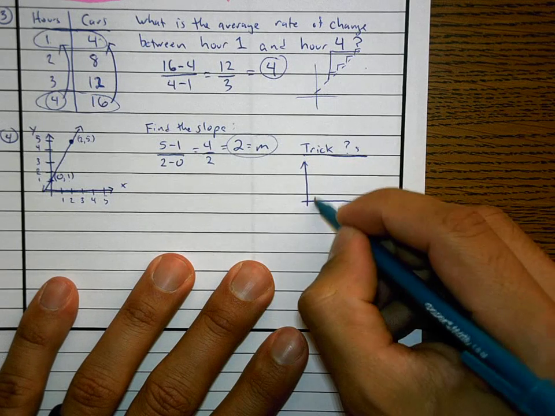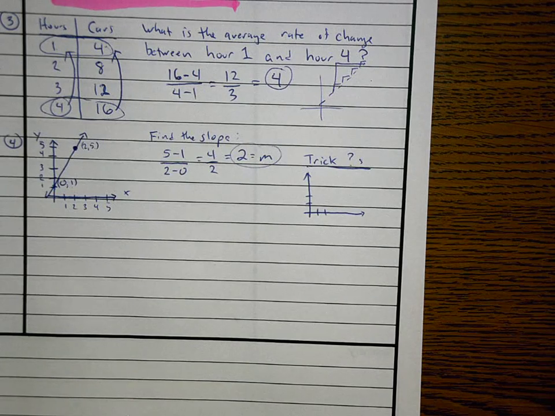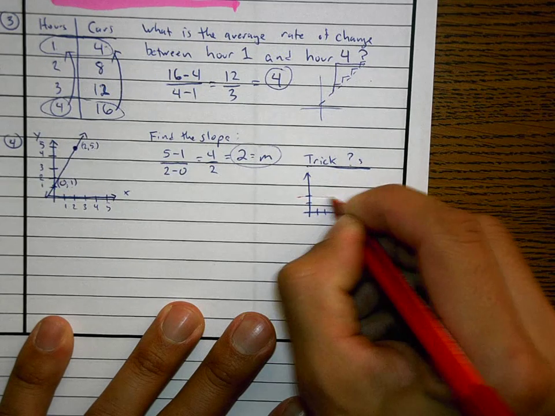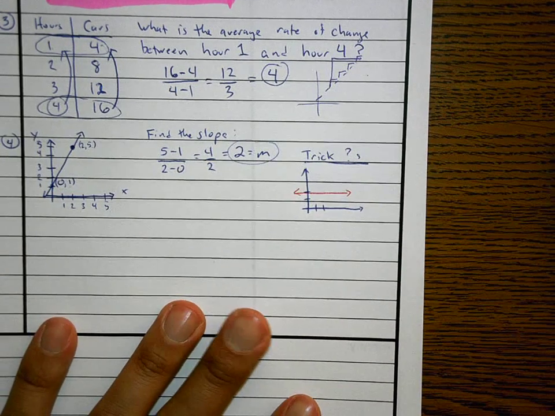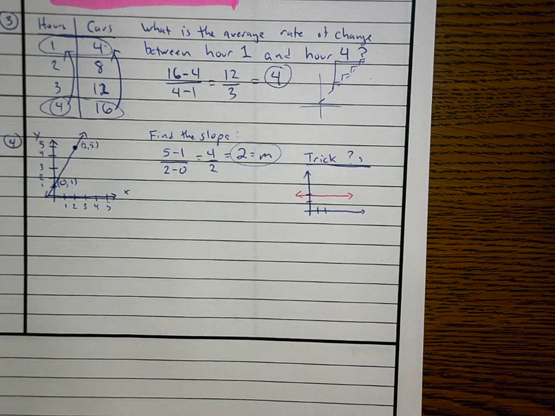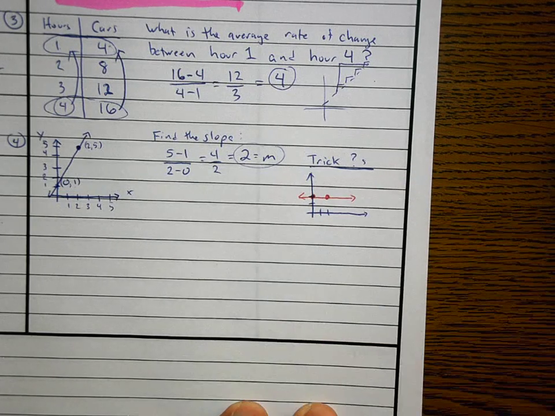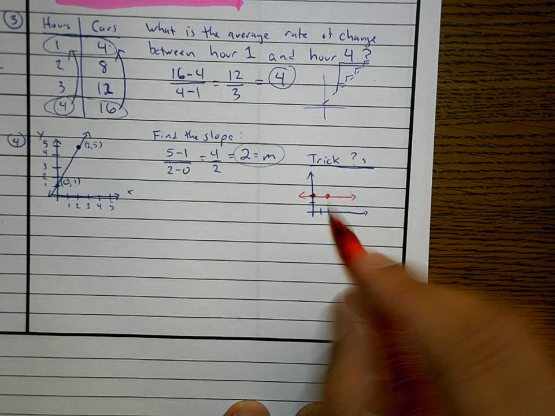I'm going to draw a graph here, and I'm going to use a red pen so you can tell the difference, okay? Let's say I have a horizontal line. And I pick 2 points on this horizontal line. I'm going to pick this point here and this point here, because it doesn't matter what your 2 points are. And I'm going to label this point here.